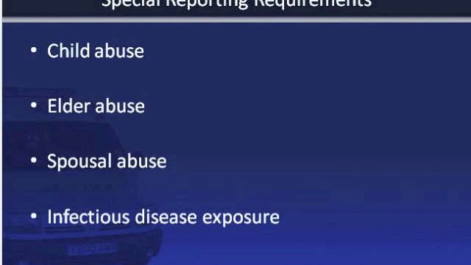Special reporting requirements. As a mandatory reporter, you're required to report any cases of child abuse, elder abuse, spousal abuse, and infectious disease exposure. There are proper channels. If you look in the Kentucky State Protocols, they have a phone number for you to report child abuse, elder abuse, and spousal abuse. As far as infectious disease exposure, you should follow the procedures set forth by the health department and your emergency management plan.